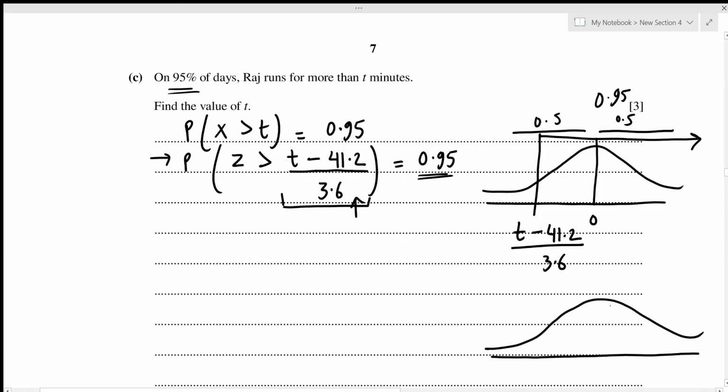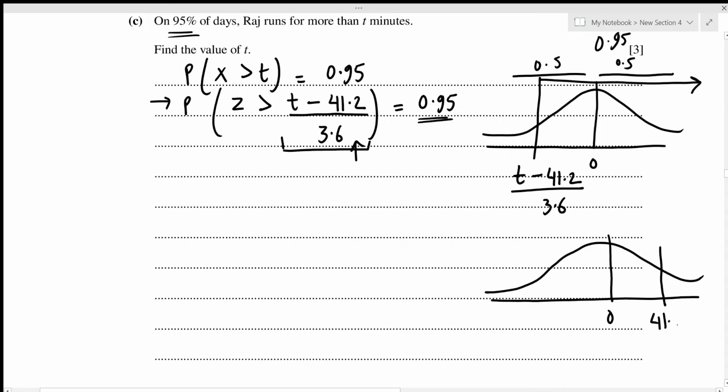Now if we were to use the symmetricity property and just completely flip this figure, that's going to be something like this. So this is 0. If there is t minus 41.2 divided by 3.6 on the left hand side, then there is also going to be 41.2 minus t divided by 3.6. This is because if there's a number minus a on this side, then that's going to be positive a on the right hand side, right? So we're just changing the sign, and that's going to be 41.2 minus t. And then the probability less than this value, due to the symmetricity property, is just also going to be 0.95. So we're looking for the z value for which the probability less than that is going to be 0.95.